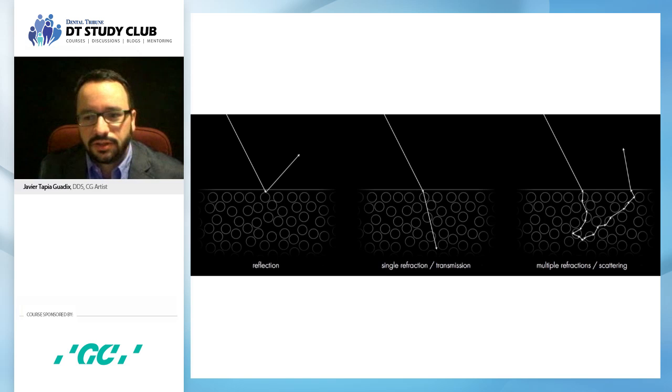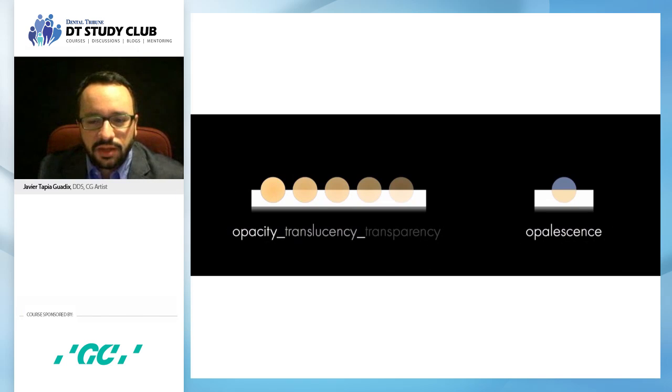Of course, you can have a mix between them. So you will have translucent materials that are more transparent, or other materials that are a little bit more opaque. But still, the main behavior is translucency. So all these parameters at the end will define these two characteristics, the opacity to transparency gradient, the translucency itself, and then the opalescence.